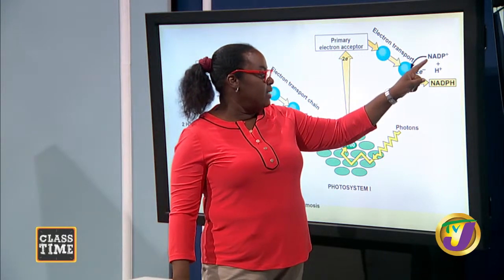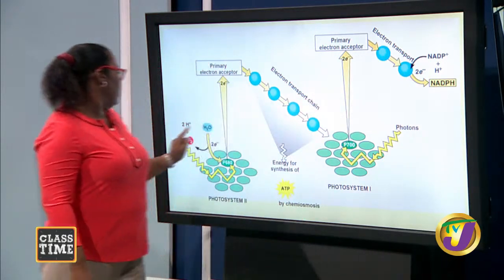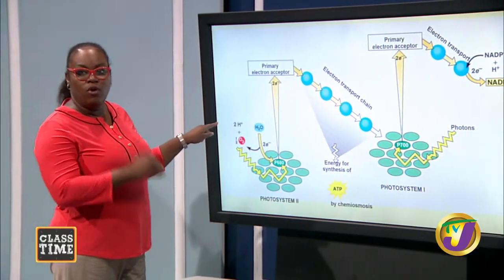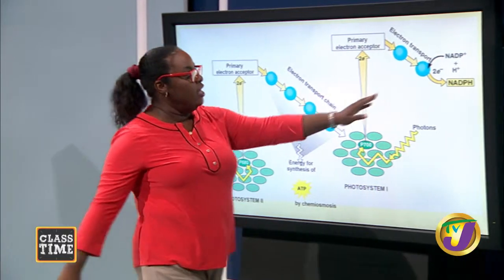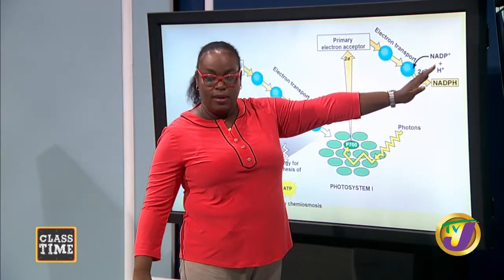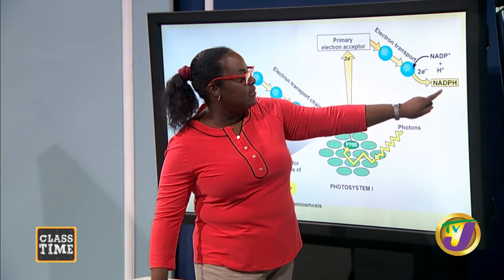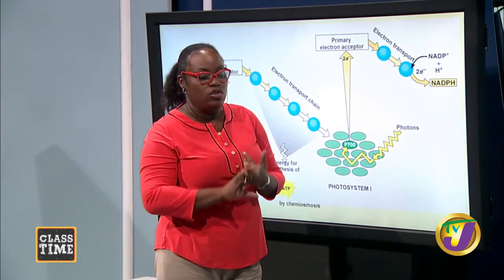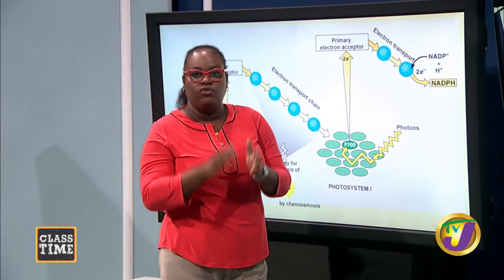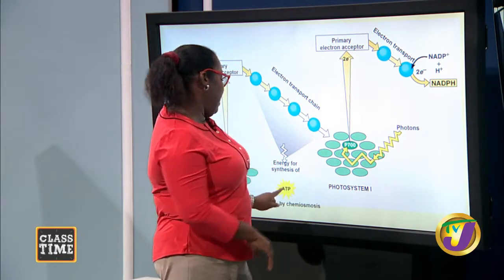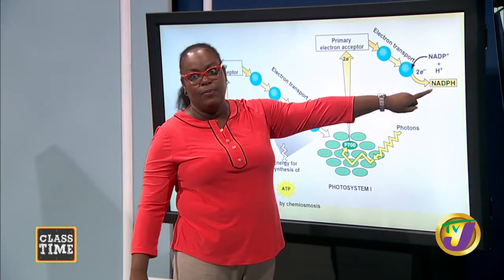And when it accepts them, it comes back here. See those two hydrogen ions that came off when water was split? It joins with the NADP to form NADPH. Now remember I said earlier that there are two main things produced from the light-dependent stage of photosynthesis, and they were ATP and NADPH.